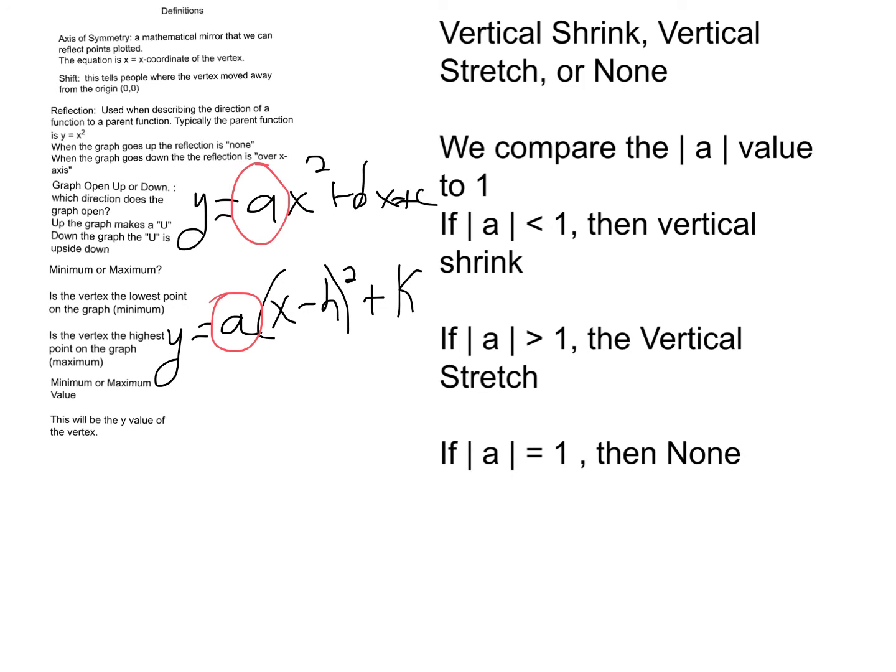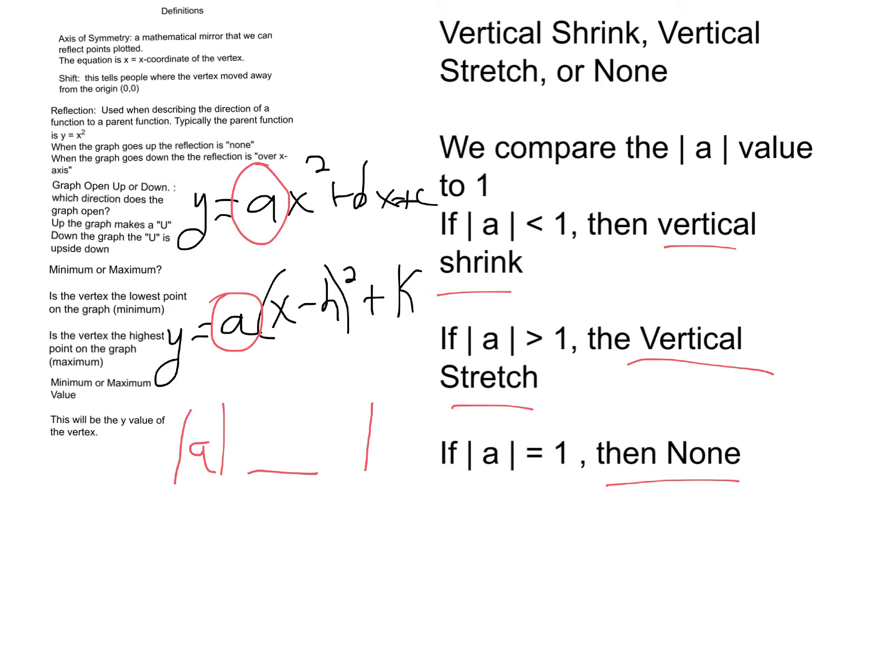Now what we're going to do is take the absolute value of that number, whatever that is, and compare it to the number 1. Now if the value is less than 1, which means we're going to be dealing with a fraction, then that means it's a vertical shrink. If it's greater than 1, which means it's bigger than 1, obviously, so it would be a stretch. And if a is 1, then it is neither.